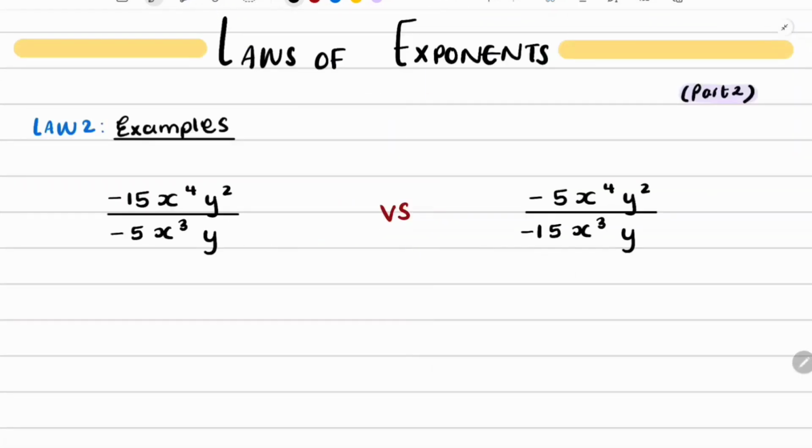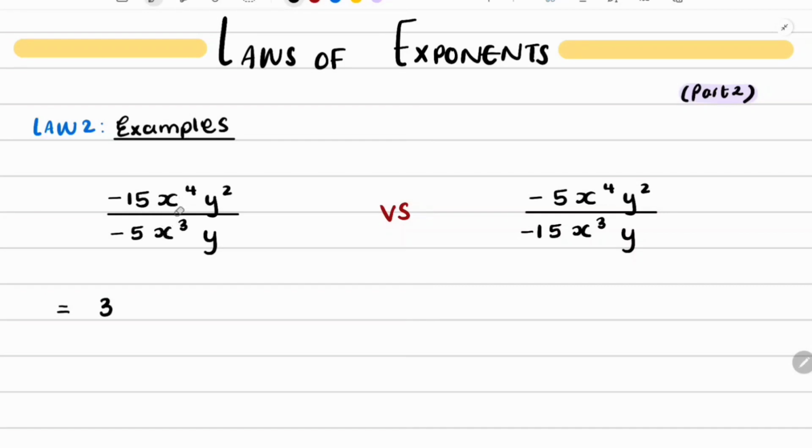And here is another example. But please notice that in this example, we actually have two examples that look very similar. But you need to be careful with the coefficients and how they actually divide. Okay, so in the first example, we have negative 15 divided by negative 5. If you take negative 15 and divide it by negative 5, your answer is just going to be a positive 3. It's going to be a whole number, and 15 is actually divisible by 5. So that would be it for the coefficients.